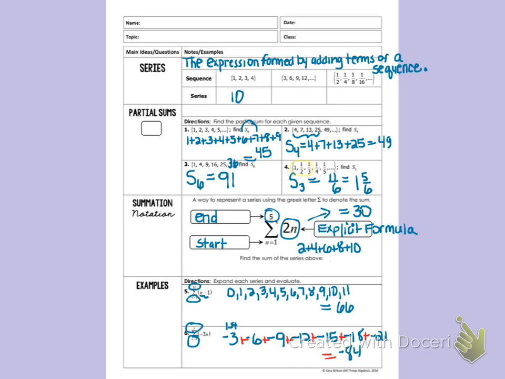So again, using that notation, we would say something like this. We could write the summation notation for n equals 1 to 7 of negative 3n is equal to negative 84.